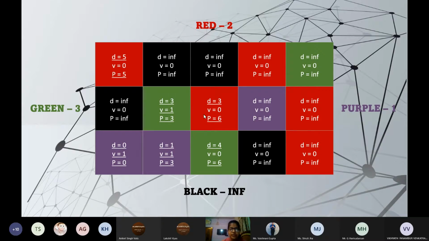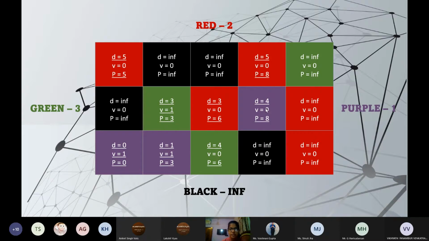Now find out the unvisited neighbors of this red tile. So obviously this black region is prohibited. These both tiles are visited. This green tile over here is a neighbor. This black tile is prohibited. This purple tile is a neighbor and this red tile over here is a neighbor.